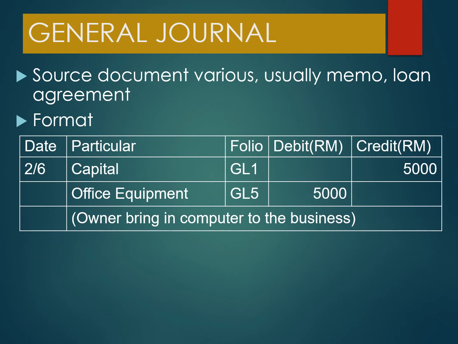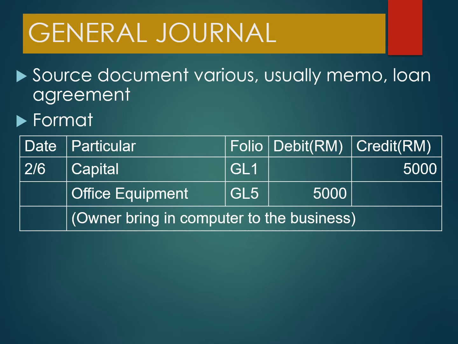The format is date, particular column, folio. This is optional if you use manual records, so you need a folio because it will show where the ledger is posted, and a debit column and credit column. The folio column you may neglect or avoid writing, it doesn't matter.